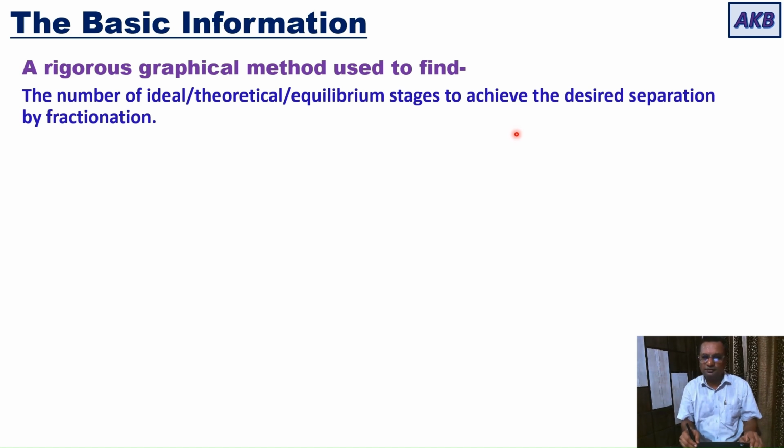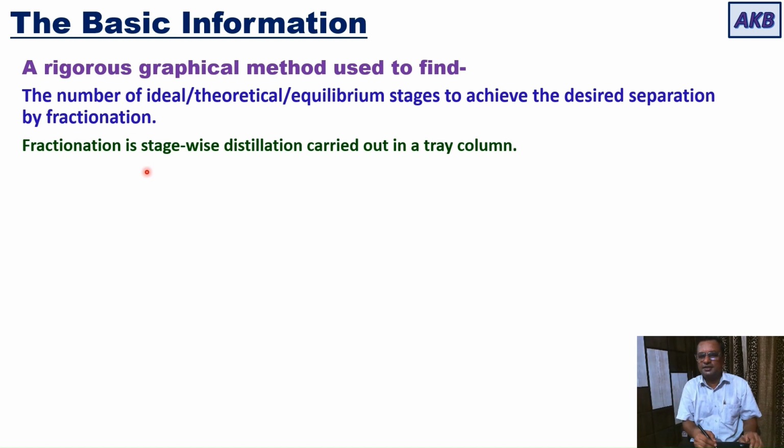So a rigorous graphical method, and what is its application? It is used to find the number of ideal, or you can say theoretical, or equilibrium stages that are required to achieve the desired separation by fractionation. And what is fractionation? Fractionation is a stage-wise distillation that is carried out in a tray column. You know this.